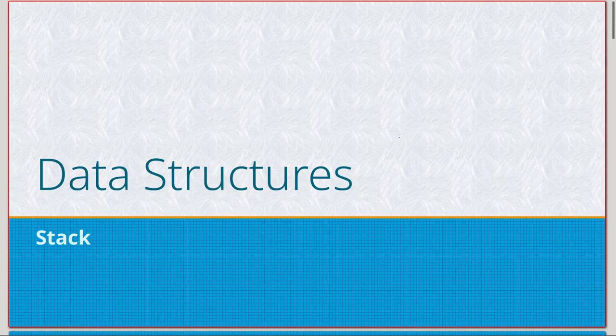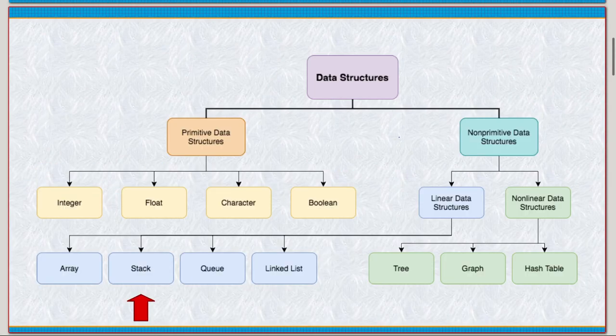And here we are. So, stack is going to be, again, a data structure, non-primitive, linear, and somewhere in between an array and a linked list. So, an array is a statically sized, contiguous memory data structure, whereas a linked list is going to be a non-contiguous memory, dynamically allocated data structure.